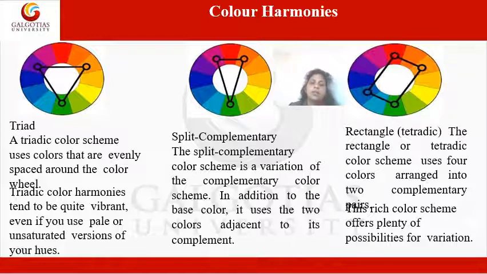Triad color scheme uses colors that are evenly spaced around the color wheel. We have this example. These colors are the vibrant colors. So triadic color harmonies tend to be quite vibrant, even if you use a pale or unsaturated version of your hues. Pale, a little bit faded of the purest one.